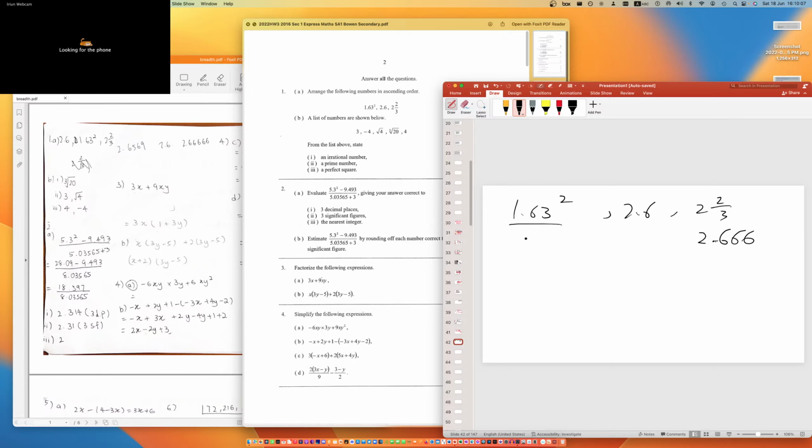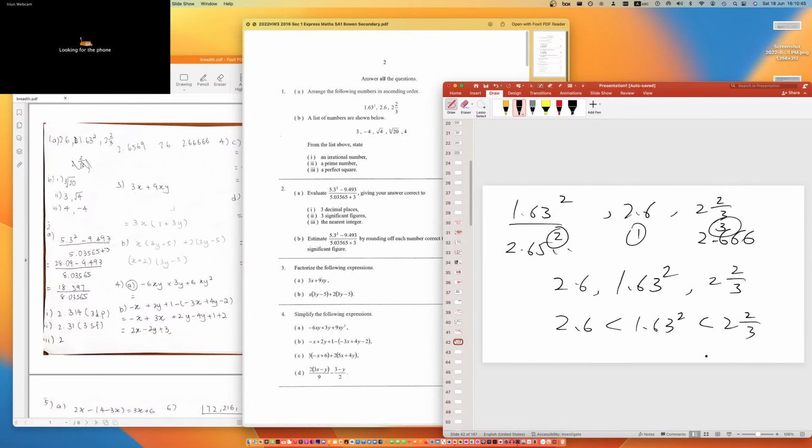Can you help me out? I get 1.63 square, 0.656, and 2.65 something. Okay, so in a way you can see that this is your ascending order, meaning small to big. So this is the first, then this is the second, then this is the third. Then of course you write the 2.6 first, then comma 1.63 square, then comma 2 and 2/3. Or another way you write it is to use the smaller sign.